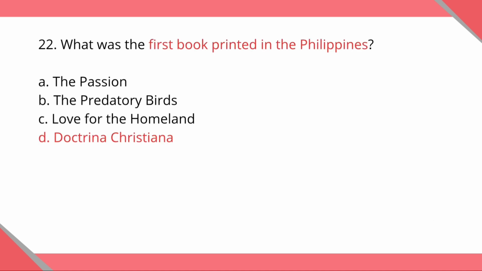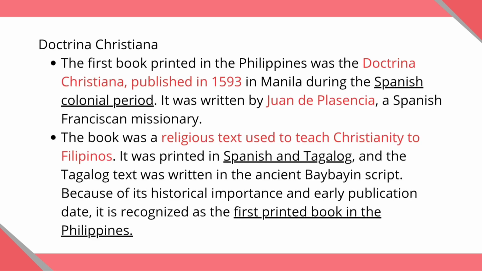The correct answer is letter D. Doctrina Christiana. The first book printed in the Philippines was the Doctrina Christiana. It was published in the year 1593 in Manila during the Spanish colonial period. It was written by Juan de Plasencia, a Spanish Franciscan missionary. The book was a religious text used to teach Christianity to Filipinos. It was printed in Spanish and Tagalog, and the Tagalog text was written in the ancient Baybayin script. Because of its historical importance and early publication date, it is recognized as the first printed book in the Philippines.